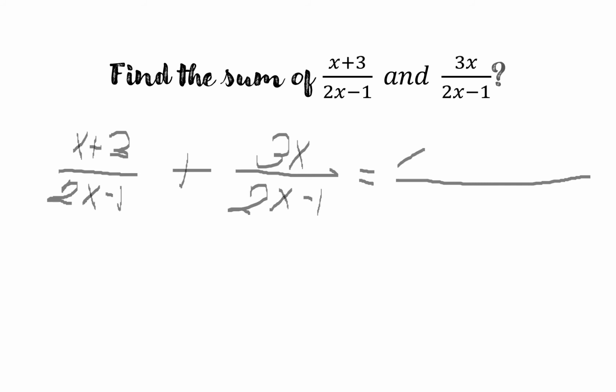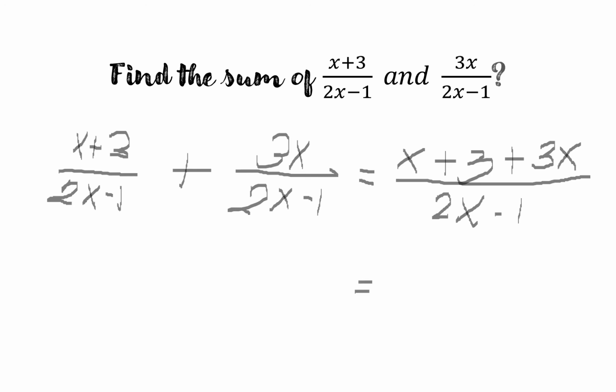So we have x plus 3 plus 3x. And then copy the denominator. Ang denominator naman natin na magkapareho ay 2x minus 1. Okay, so let us simplify.